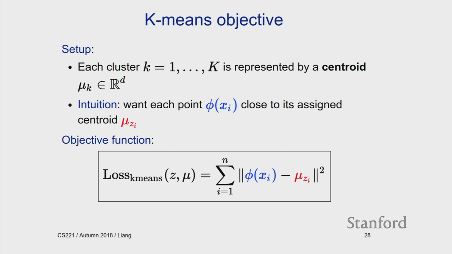Okay, so this is kind of what I've said, and this is the objective function. What this says is this is the loss function, which now depends on the assignments z and the centroids mu. And this is a summation over all the points. For every point xi, I'm going to look at the distance between that point and mu of zi. Remember, zi is an index that specifies which cluster I'm assigned to, and mu of zi is the centroid of that cluster.